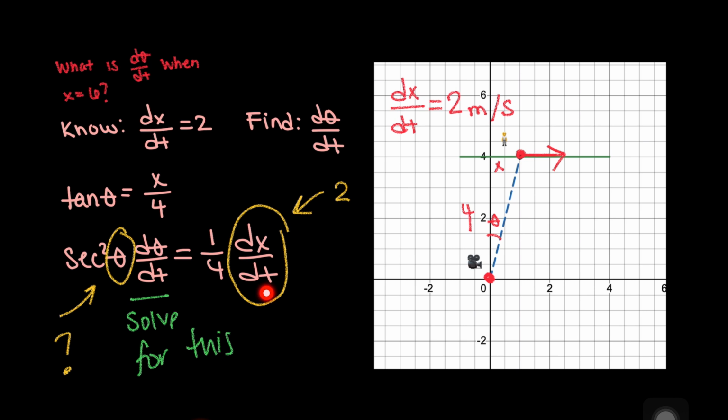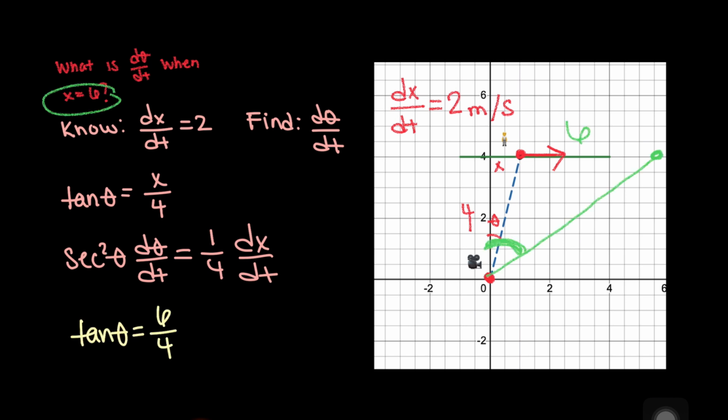We know dx dt is 2. The other variable in this equation is theta. I'm going to have to plug something in for theta. So just like in the last example, I'm going to have to do a little bit more work to figure out what is theta at the time I care about, when x is 6. So when x is 6, I can actually figure out what theta is using that same tangent relationship.